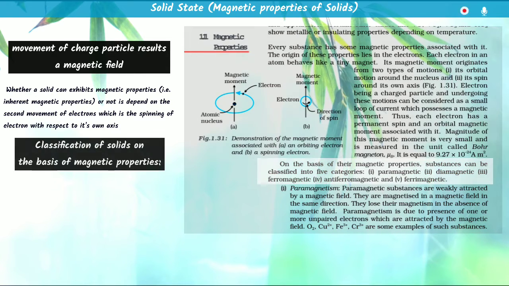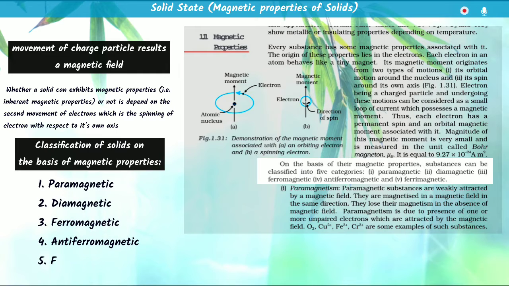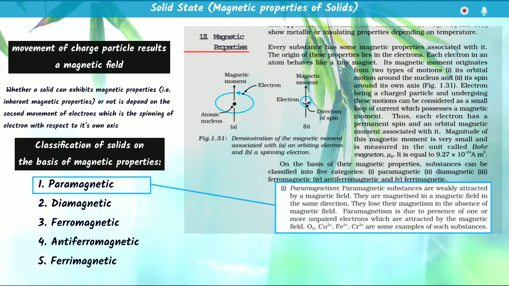Now coming to the classification of solids on the basis of these magnetic properties. On the basis of the magnetic properties of different solids, they can be classified into a total of 5 categories, and they are paramagnetic, diamagnetic, ferromagnetic, antiferromagnetic, and ferrimagnetic. The first category is paramagnetic solids, and the phenomenon exhibited by these paramagnetic solids is known as paramagnetism.